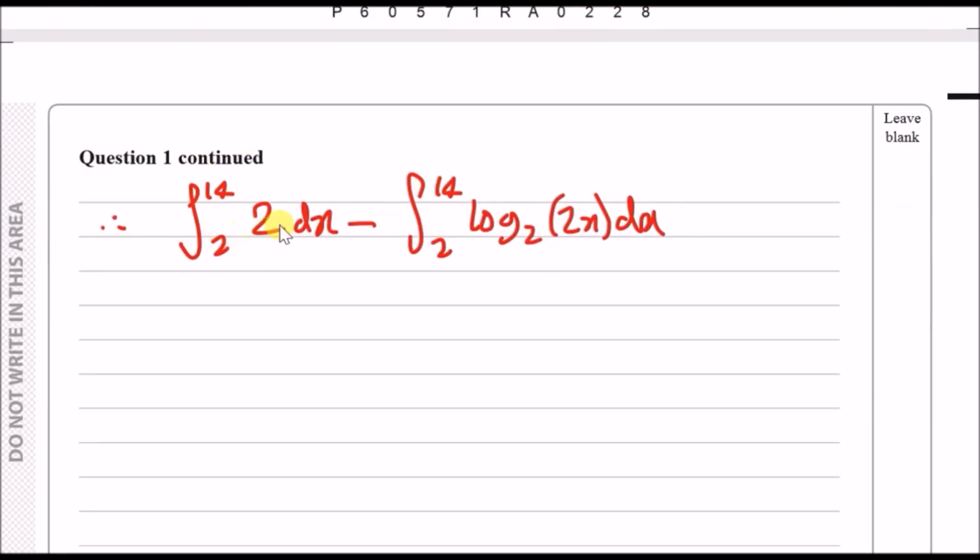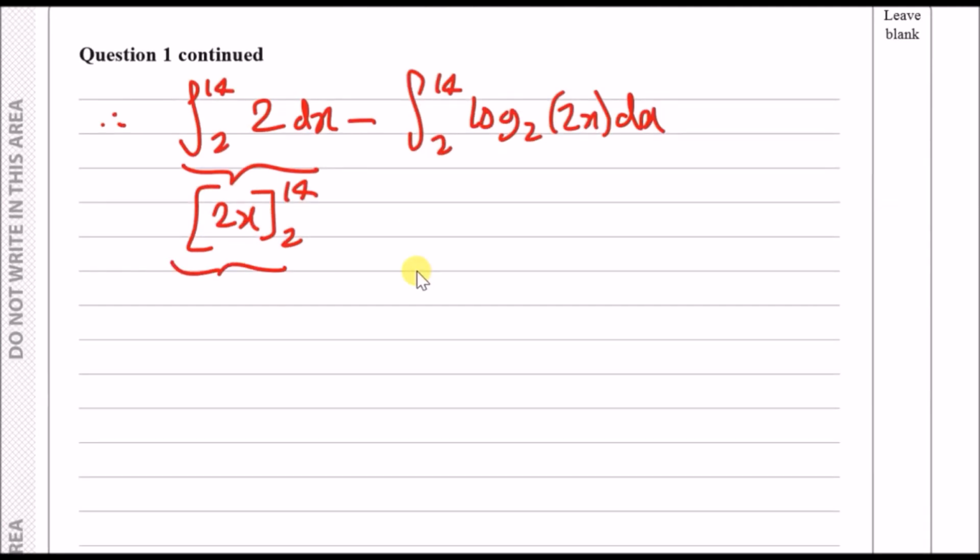Now integrating 2, well, that's not too bad. If you integrate any constant, you just get an x, so it'll just be 2x, and then you just apply the limits from 2 to 14. And all this means is that you first replace x with 14, so you're going to get 2 times 14, which is 28, minus, and then replace x with 2. 2 times 2 is 4. So this value is just 28 take away 4, which is 24.